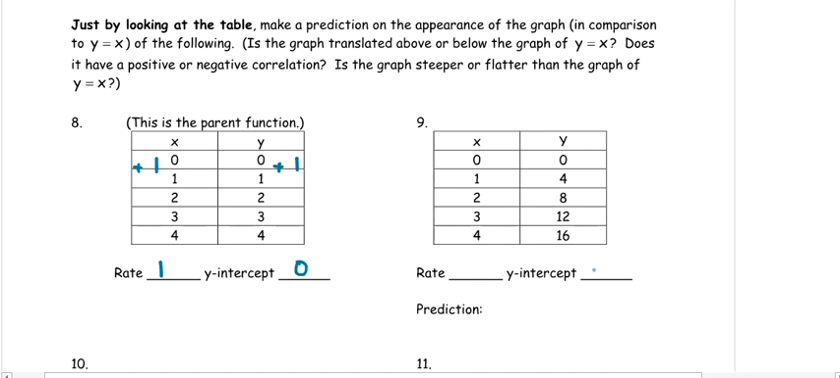Right here, the y-intercept is 0 because of the 0 with the x equals 0. You're going to have plus 4, plus 1, so the rate is 4 over 1, and you can keep checking mentally, but it is 4 over 1. So this is going to be a steeper graph. Positive.